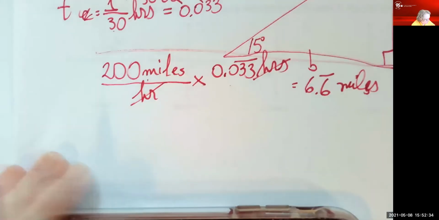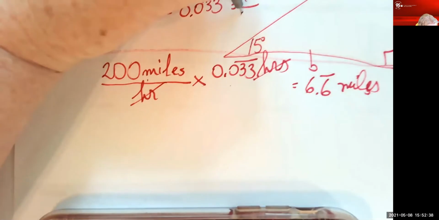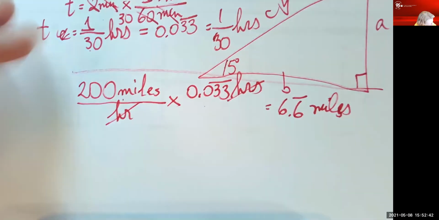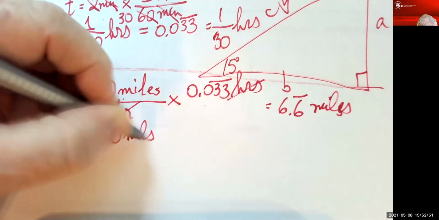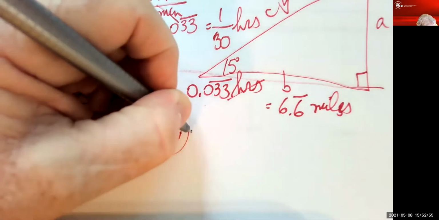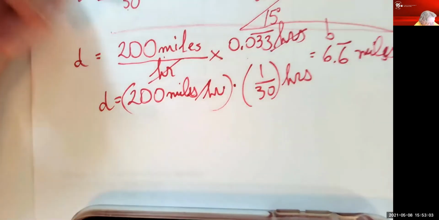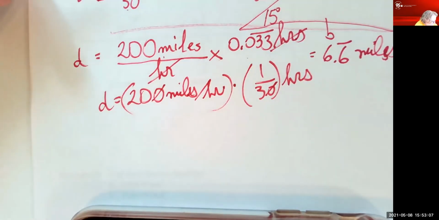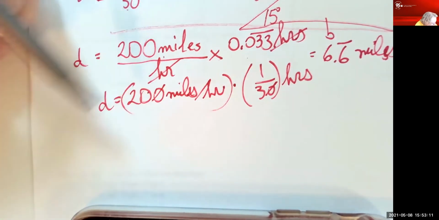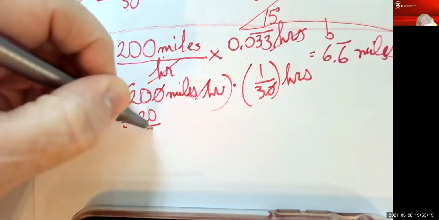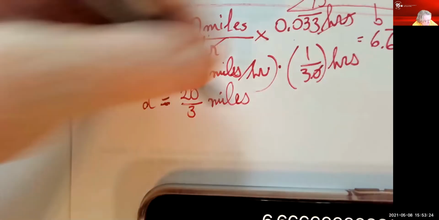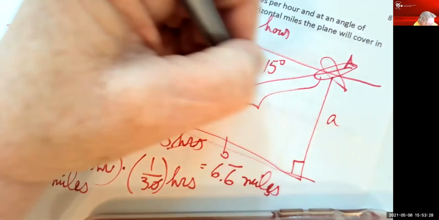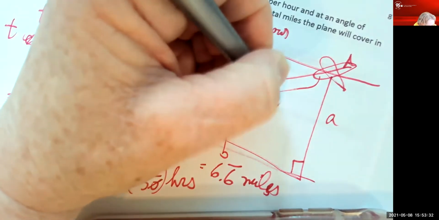You know, I can make this prettier. Let's make it prettier. So we've got T is equal to 1 over 30 hours. And the distance is equal to 200 miles per hour times 1 over 30 hours. And let's reduce. We can divide both of them by 10. And I get that the distance is exactly 20 divided by 3. And that distance is side C. C is equal to 20 over 3 miles.